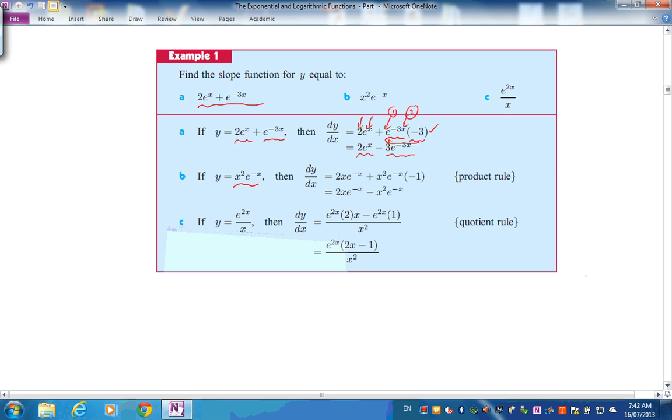Alright, what about this one here? I mentioned this when we looked up before. That's a product of two terms in x. You've got to have two functions in x. You've got x squared and e to the negative x.